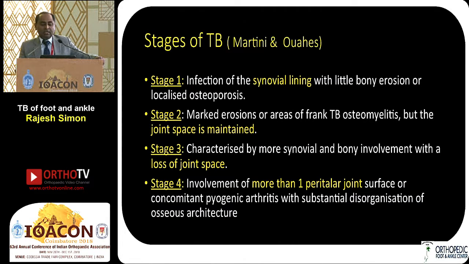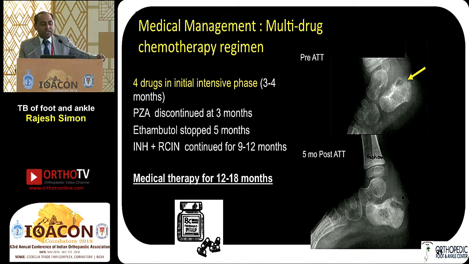Martini et al. classified this, giving us the stages of tuberculosis. Stage 1 involves the synovium. Stage 2 is the classical tuberculous osteomyelitis, but without involving the joint. Stage 3 is one joint, and stage 4 is multiple joints. This helps in the prognostic evaluation of the patient. And as we have been hearing about the treatment, this is also the same.